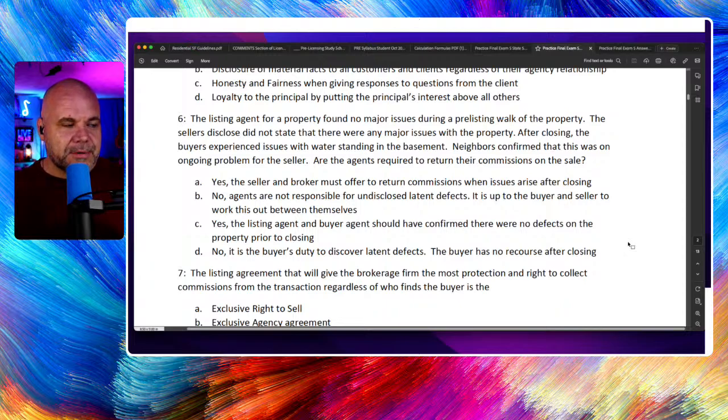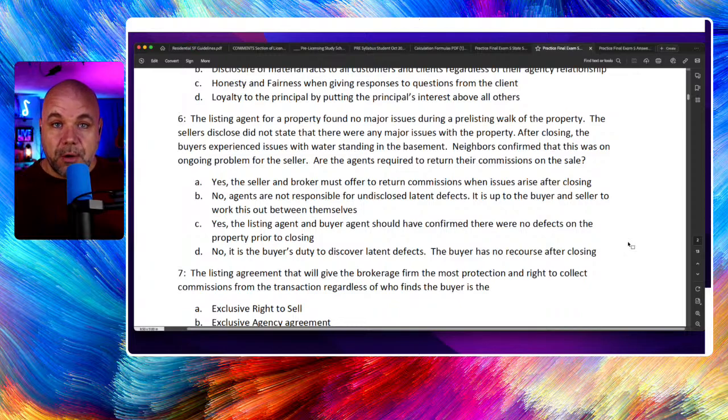After closing, the buyers experienced issues with water standing in the basement. The neighbors confirmed that this was an ongoing problem. So looks like the neighbors are ratting out the seller. The seller has been dealing with this problem before. They intentionally hid the problem because they didn't tell about it, and it's an ongoing thing. And there was no evidence of it, so they clearly hid the evidence, right? So neighbors confirmed that there was an ongoing problem. Are the agents required to return their commissions on the sale?